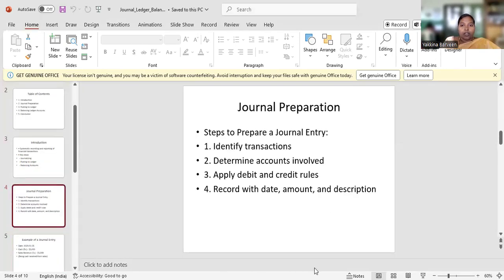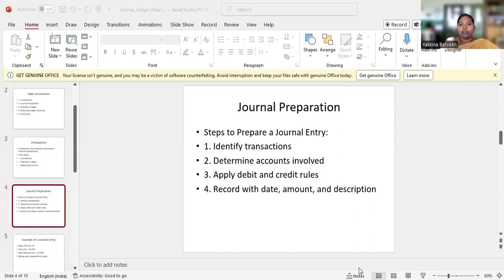Next, we'll see how we have to prepare a journal. First, it helps in tracking financial activities accurately, then ensures financial statements are reliable and consistent. Okay, so first we have to know the definition of a journal. A journal is the first place where financial transactions are recorded in chronological order.